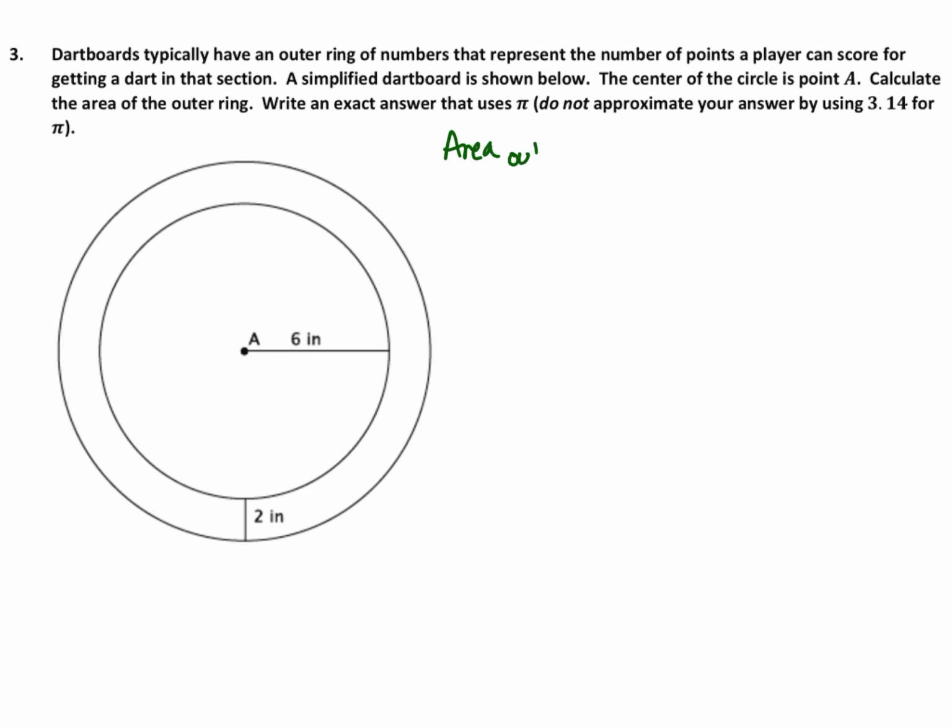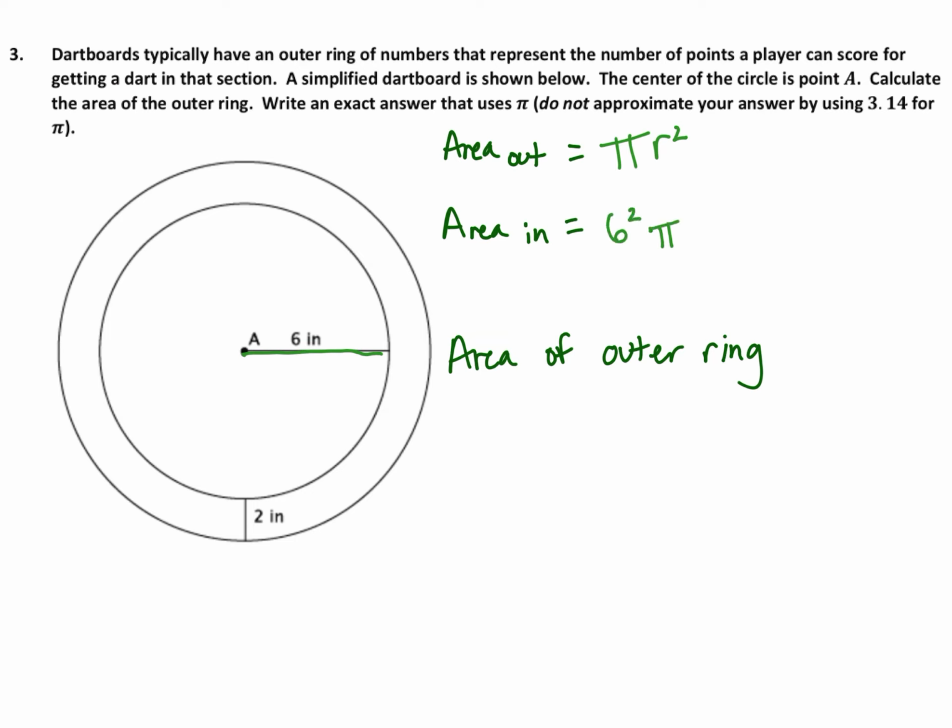So the area of the outside, we also need the area of the inside, and then we're going to get the area of the outer ring. For a circle, we use the formula pi times radius squared. If the radius of the inside is 6, that would mean this one is 6 squared times pi, or pi times 6 squared. But then you can see that the border is an extra 2.